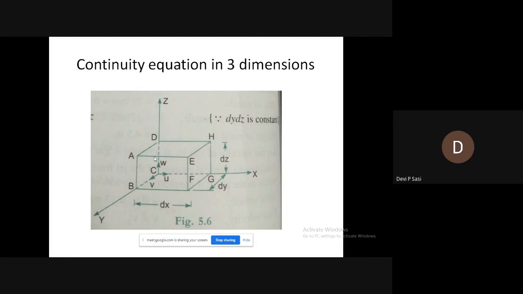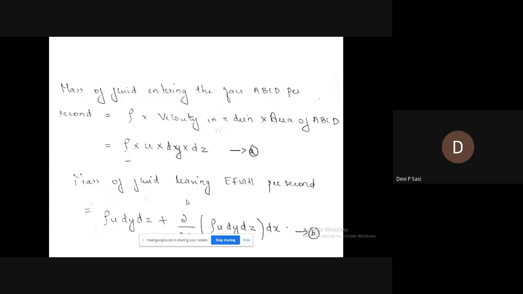In which direction? You see what is the direction over here? It is in x direction. So what happens? The mass of fluid leaving EFGH per second is equal to, I told you, the mass of fluid in ABCD also gets accumulated. So it becomes rho u into dy dz plus, what is this term? Rho into u into dy into dz. This is the mass of the fluid entering the phase ABCD.